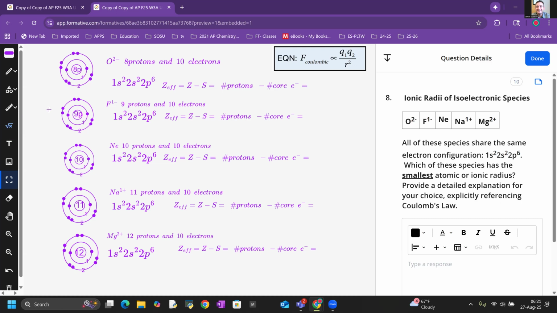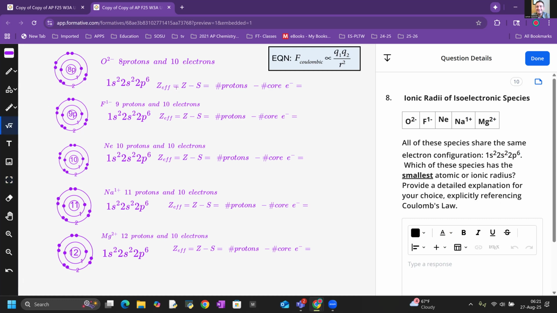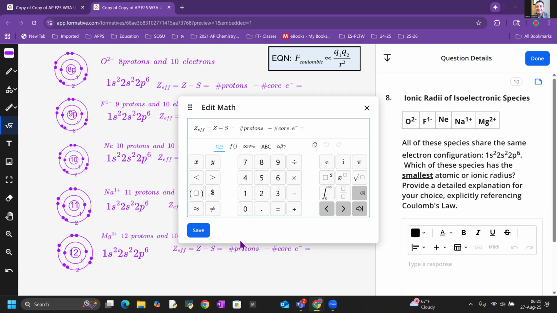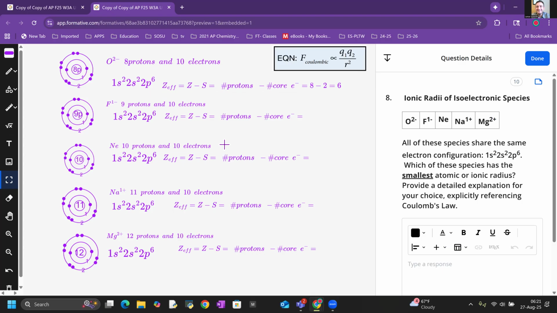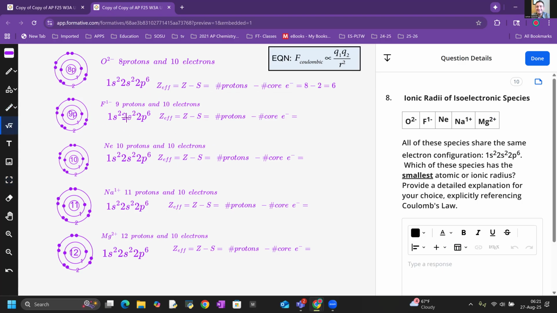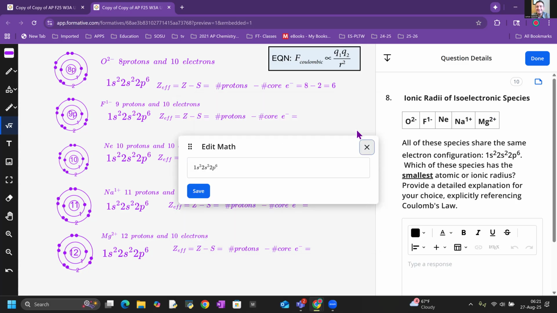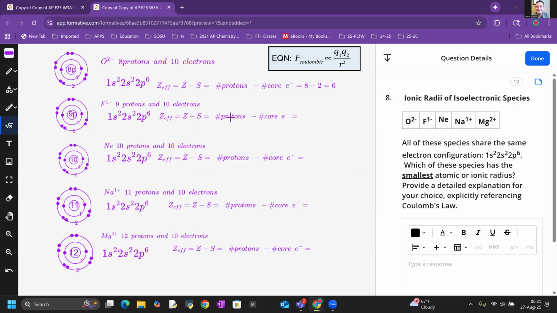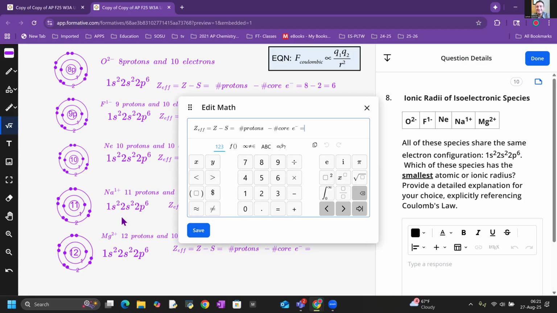All right, and so let's go ahead and apply our effective nuclear charge. When we look at this oxide, we see oxygen has 8 protons, and then it would have 2 core electrons. And so we say the effective nuclear charge is 6. All right, so that one would have an effective nuclear charge of 6. We go to fluorine, we're going to see that it has 9 protons minus 2 core electrons, and that equals 7.